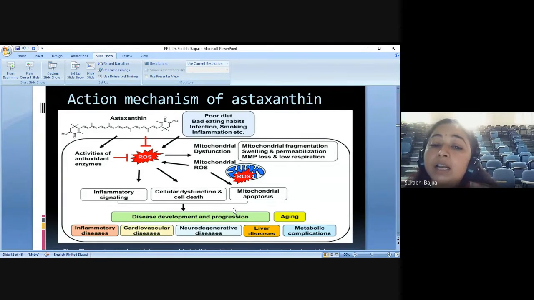And of course, this may result in several kinds of inflammatory diseases, cardiovascular diseases, and neurodegenerative disorders, not limited to diabetic neuropathy but other ones also, and liver diseases and other metabolic complications, and of course, aging.